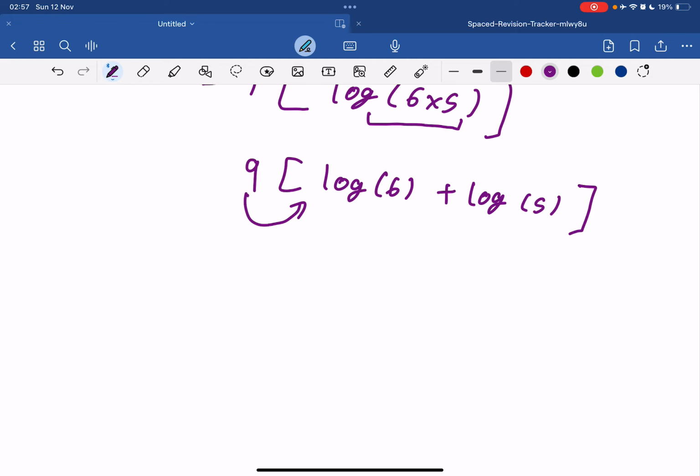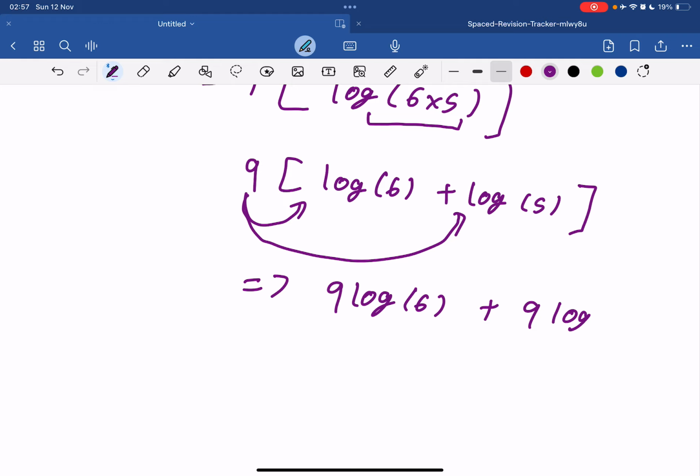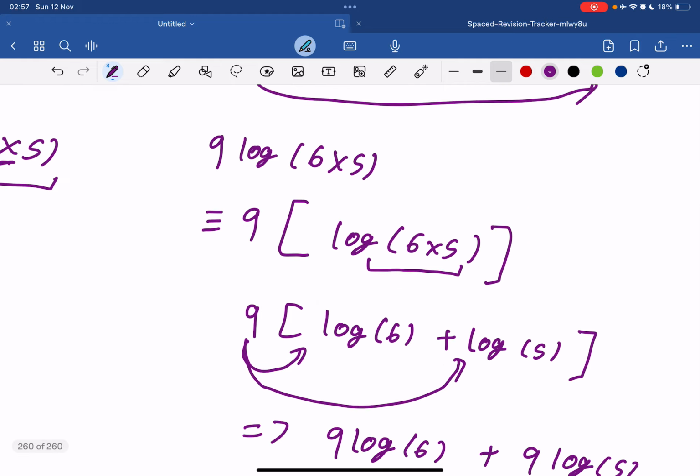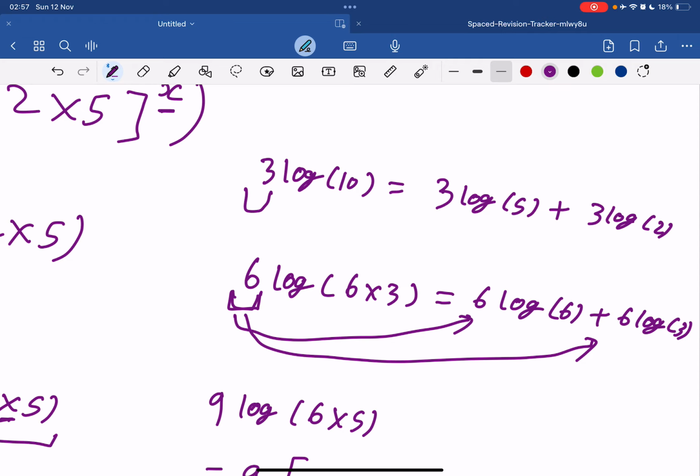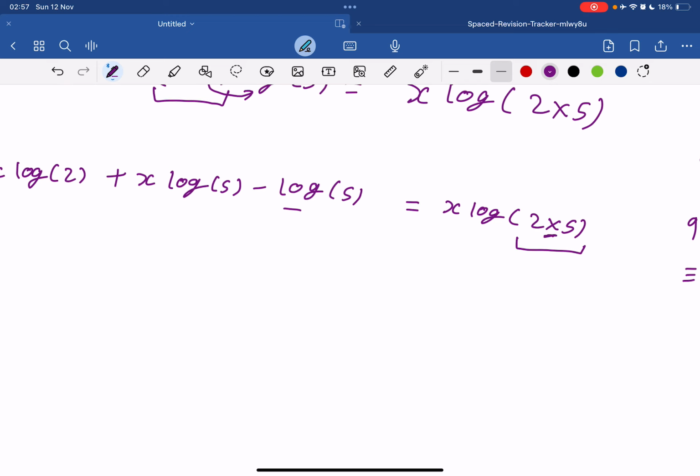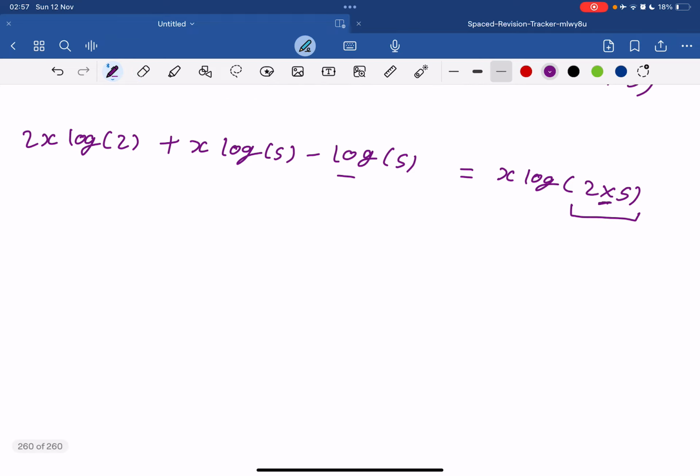I can expand this bracket out to get 9 log base 6 plus 9 log base 5. So this is why, when I have a coefficient in front, it's basically me multiplying it out. So hopefully that makes sense into what I'm going to do for this step here when I'm going to use the log law of addition. So let me write out this next line.